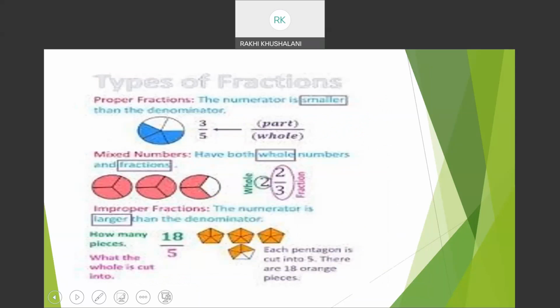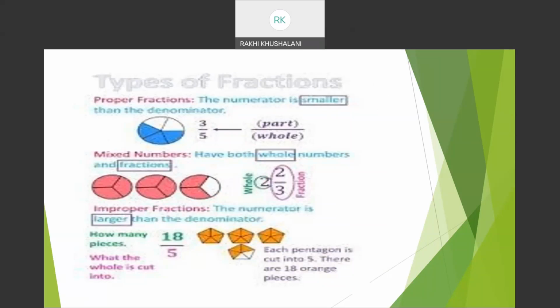The mixed fraction is basically a combination of whole numbers and fractions. Yes, we had finished that. Then we were talking about improper fractions, where the numerator is larger than the denominator. I did explain to you how we have the situation where the numerator can be bigger than the denominator.